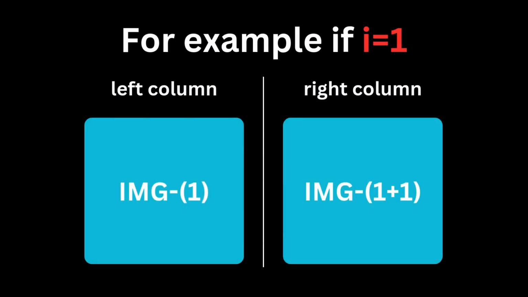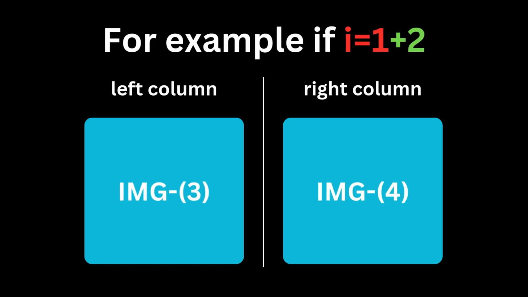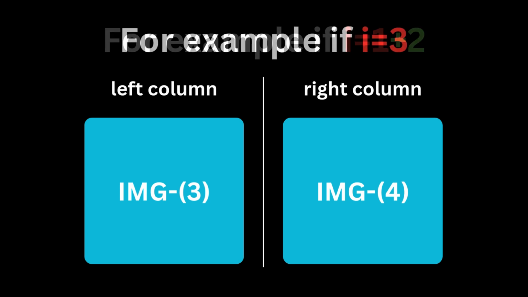If, for example, the value of i is 1, the left column will have the image of index 1, which is equal to i, and the right should have the image of index 2, which is equal to i plus 1. Now that 1 and 2 are over, we have to target 3, which we will get by incrementing the value of i by 2. Then i becomes 5, and so on. And finally, we get all odd index images on the left and even index images on the right.